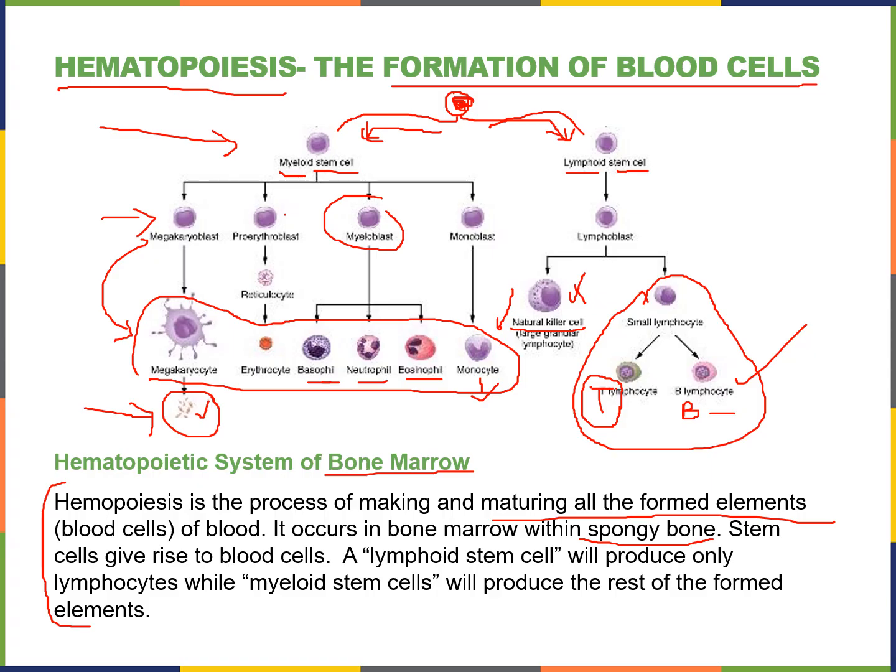Red blood cells here also, their job is to carry oxygen around the body. So the basophil, the neutrophil, the eosinophil, the T cell, the B cell, and the monocyte. They are all big players in an immune response.